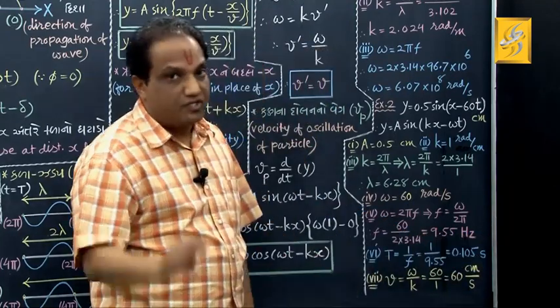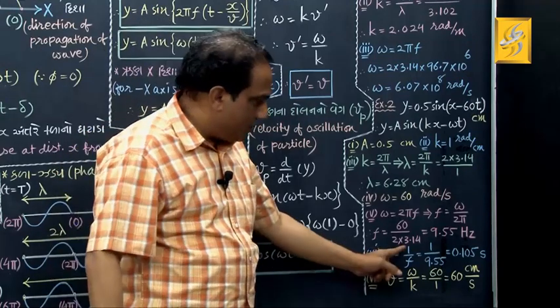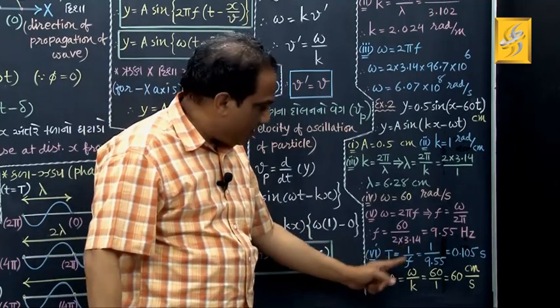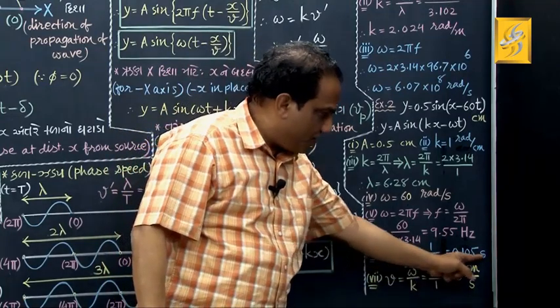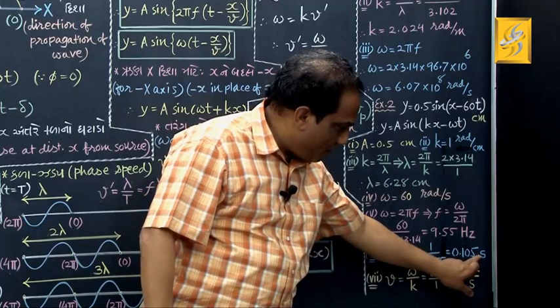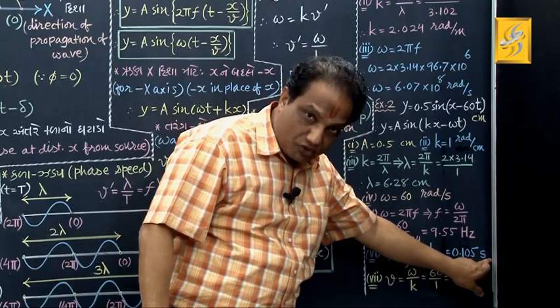What about periodic time? It is 1 upon frequency. Come on, the reciprocal of frequency is called periodic time. 1 upon f, the value is 9.55. This answer is 0.105 seconds. Again, leave proper gap, write small s, don't put any full stop.